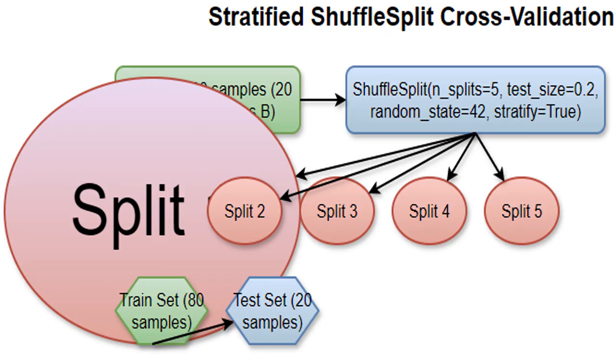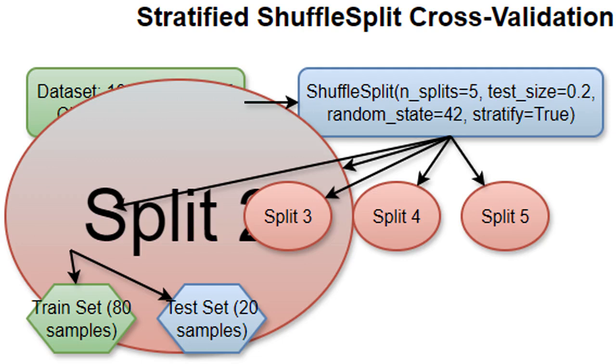1 of 5 train test splits generated by ShuffleSplit. Each split will have a training set and a test set. Since this is stratified sampling, the approximate ratio of Class A and Class B will be preserved in each split. Another train test split from ShuffleSplit. The same proportions of Class A and Class B are intended to be maintained in the training and test sets as in Split 1. The random shuffling ensures that the data is different from Split 1.